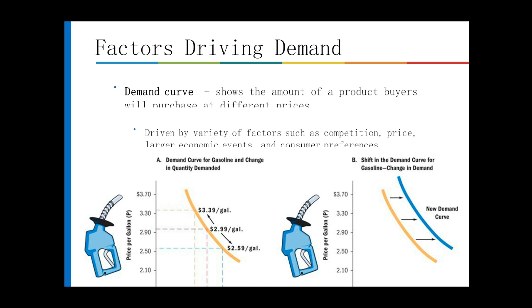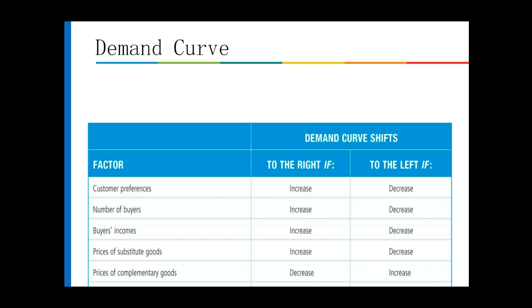So, factors that drive demand, we're going to show how people deal with it. Its factors are like competition, price, economic events, and customer preferences. These are the things that will affect how much or if someone decides to buy it. And this just gives you a narrative, and you'll see this in your book. If the factor in this case is customer preference, demand is going to increase if it's something that they want.